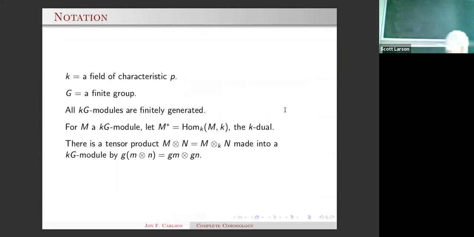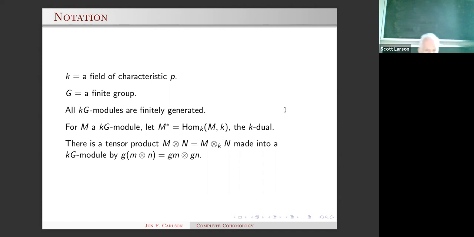Here are the ground rules for what we're doing. We're going to work over a field of characteristic p. I want G to be a finite group. I want p to divide the order of G, because otherwise everything that I say is completely uninteresting. Every KG module that I'm going to talk about in this talk is finitely generated, so finite dimensional modules.